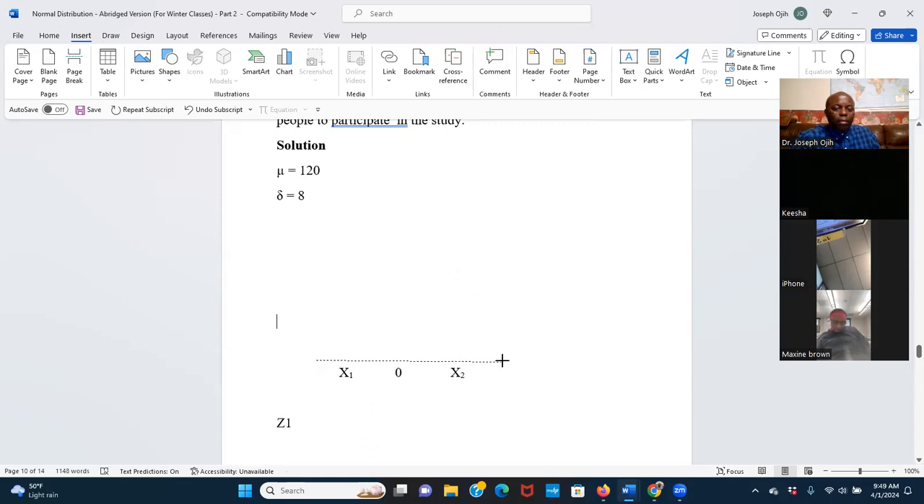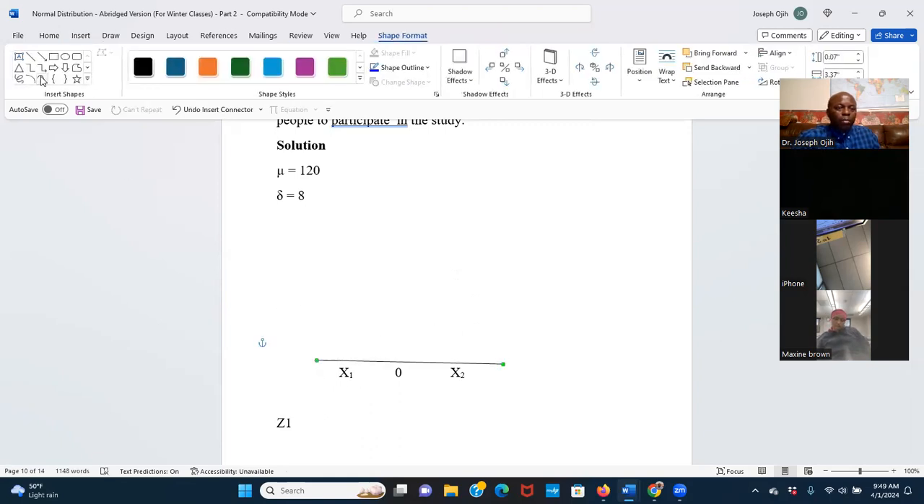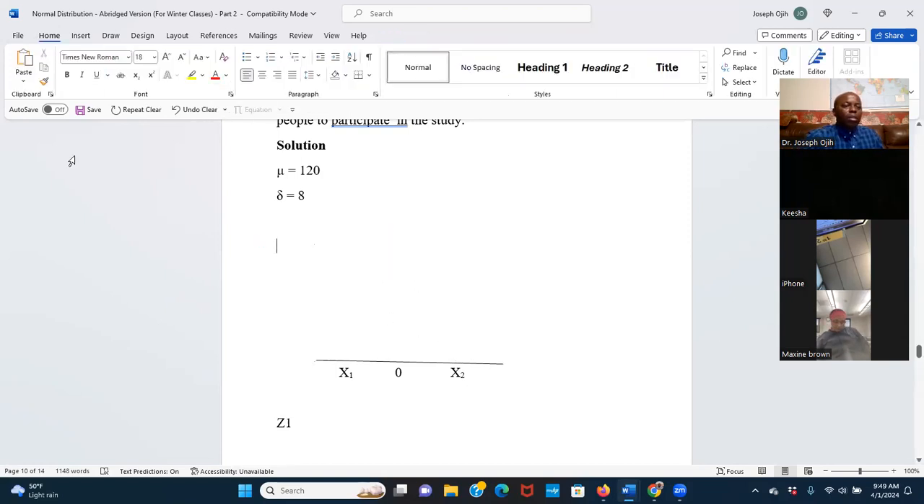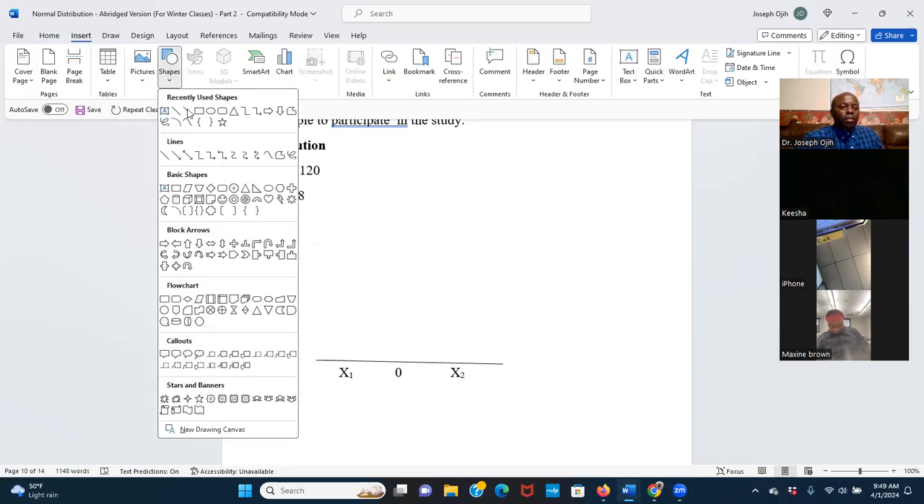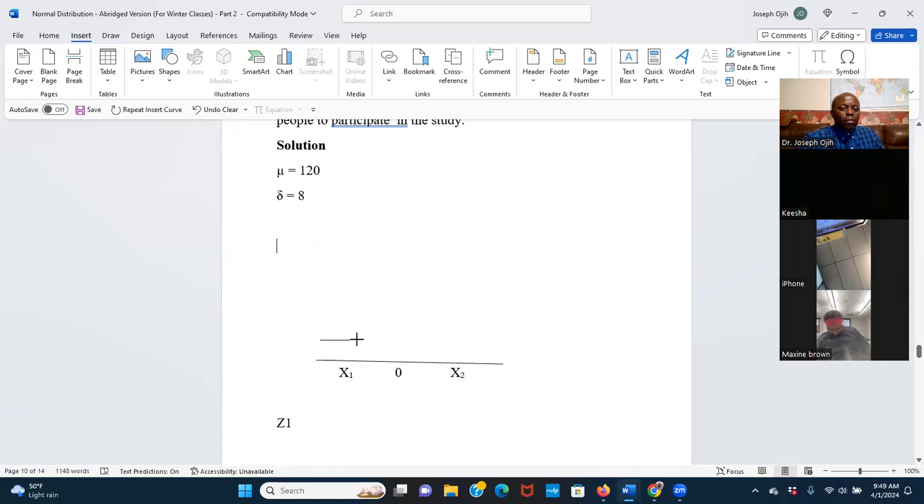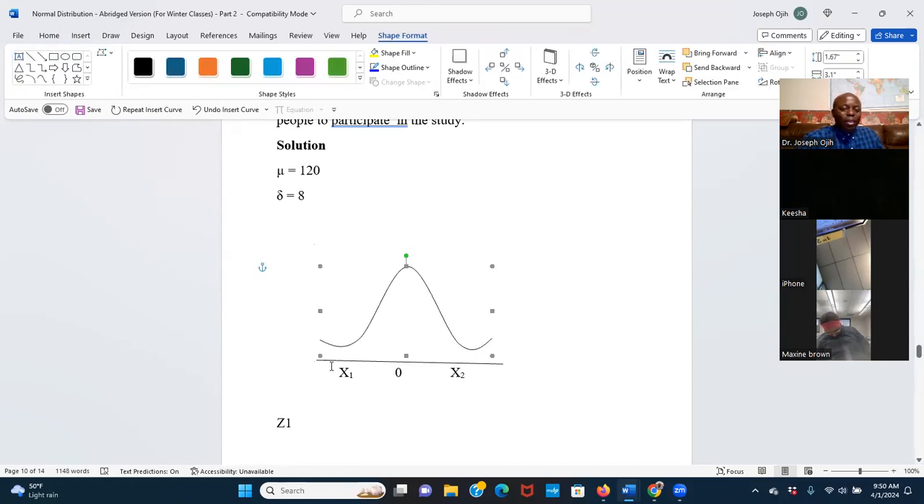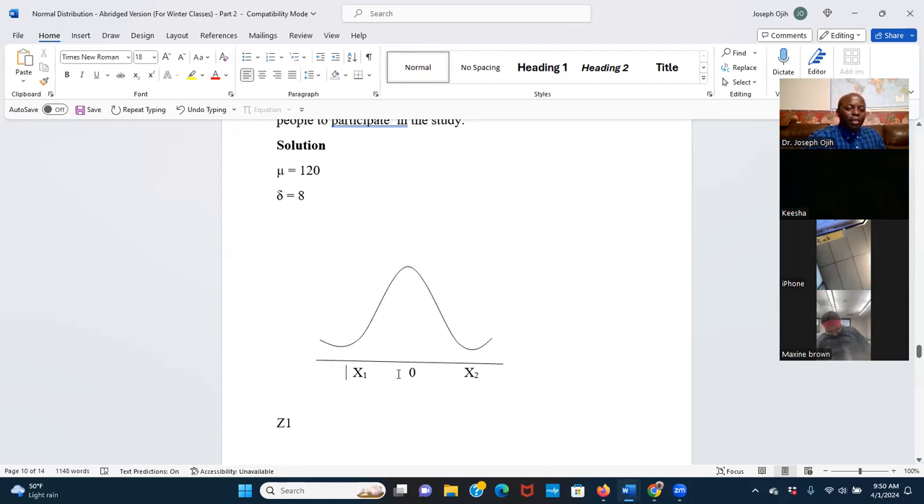Right here, then put the bell curve. Do I get it right? It's bending. I think I got it wrong. Let me try it again with the bell curve. Anyway, I think you get the point though.